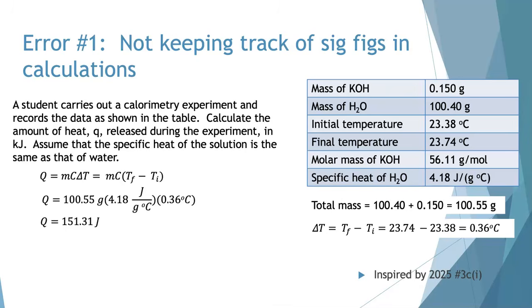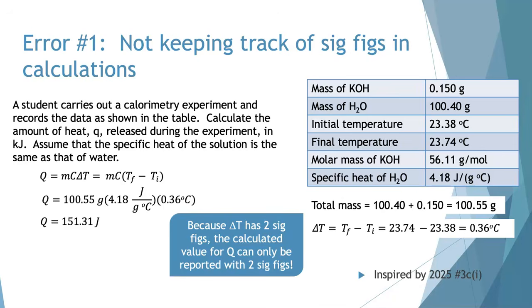This is where students ran into trouble. The delta T that we calculated only has 2 SigFigs. Notice that the delta T has to be reported to the hundredths place because our temperatures were both reported to the hundredths place, and we're taking a difference there. And that means when we go to calculate Q and report it correctly with SigFigs, we need to report it with 2 SigFigs.